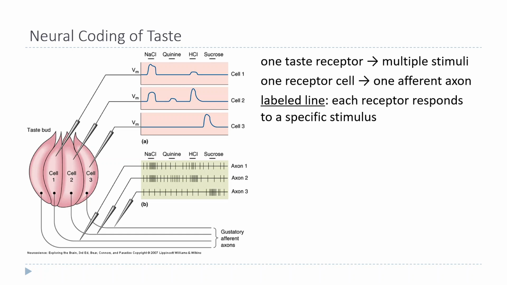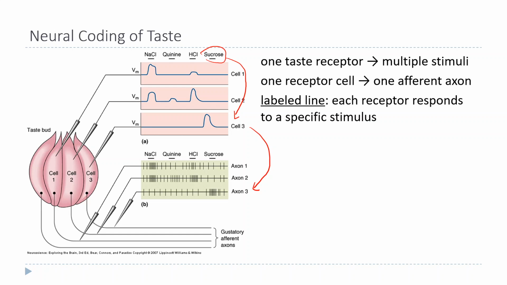Now, in some cases, some of these cells, like cell 3, for example, only respond to sucrose. So cell 3 only cares about sucrose. Nothing else seems to really activate it. So cell 3 and the axon it connects to, axon 3, could be an example of what's called labeled line encoding. And this is the most straightforward way of encoding the identity of a stimulus. Basically, if you have a receptor that only responds to one stimulus, and that only activates one axon, then that axon essentially becomes a labeled line.